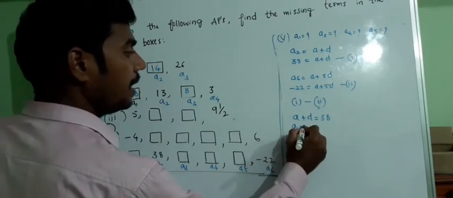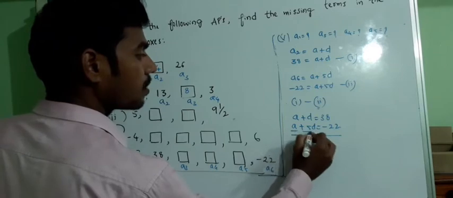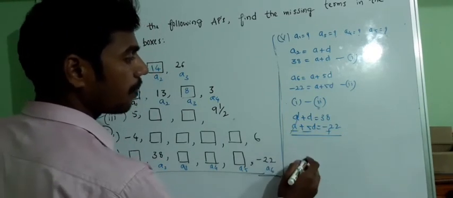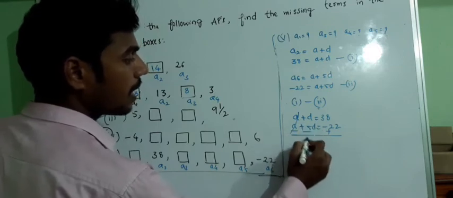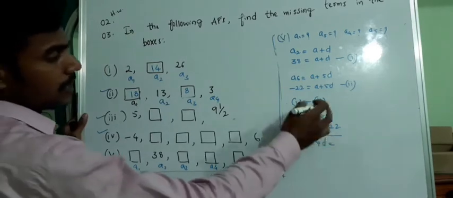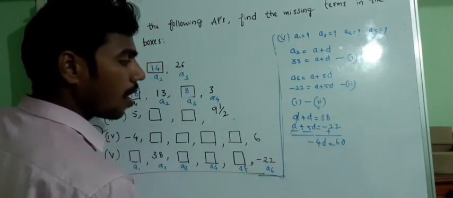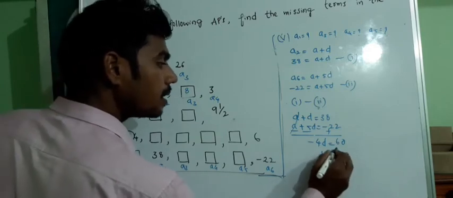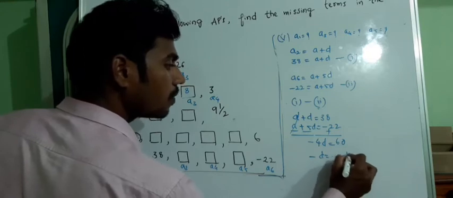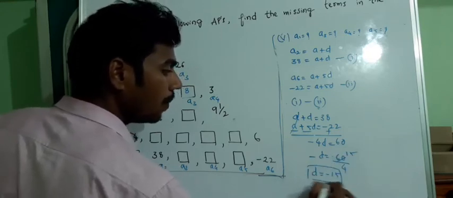A plus 5d is equal to minus 22. Minus plus, this will get cancelled. 5d minus 4. See, minus 5d plus d is nothing but minus 4d. 2 plus 8, 10, carry 1, 3 plus 3, 6. So minus 4d is equal to 60, or d is equal to 60 by 4. 4 15s are 60. D is equal to minus 15.